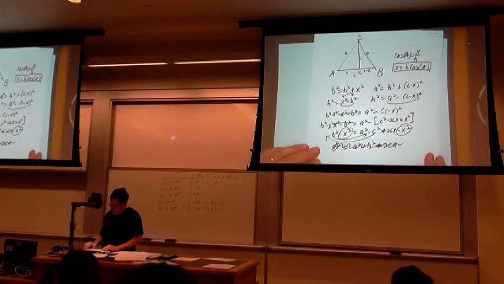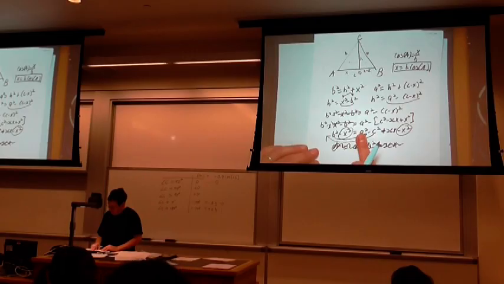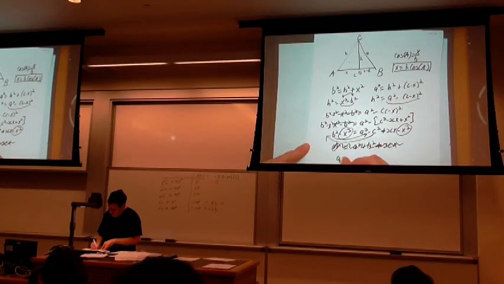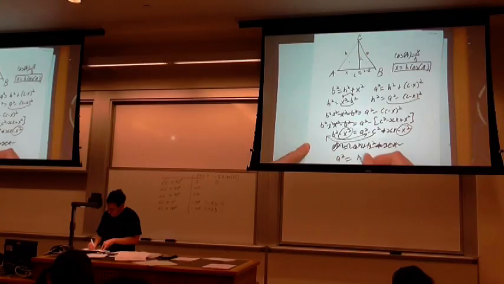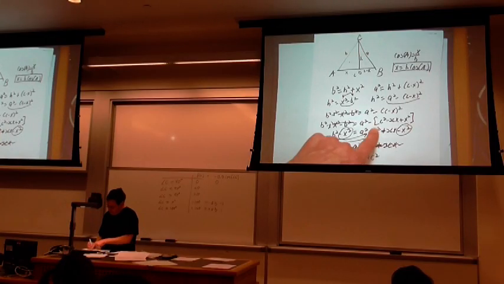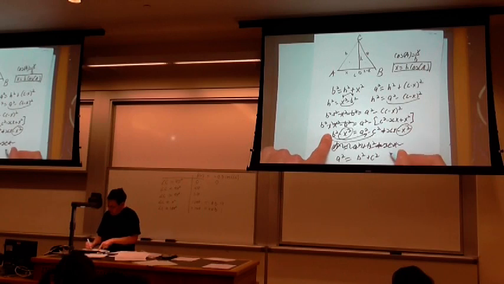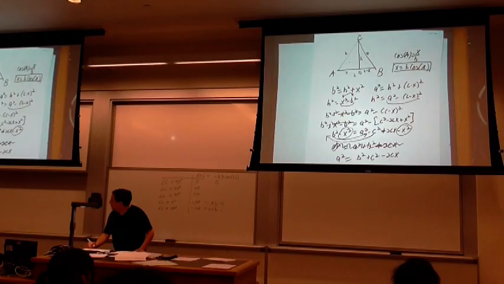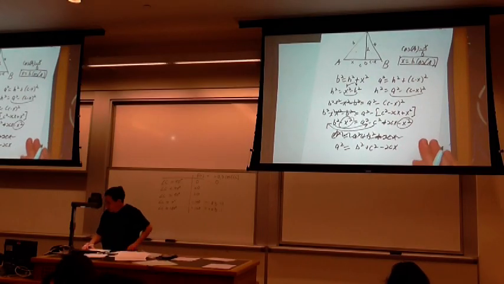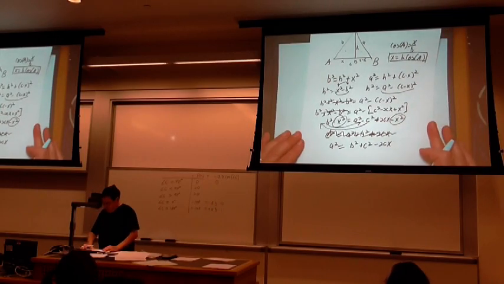What I want to do is solve for a squared, right? So a squared equals b squared plus c squared, right? As I'm moving c squared to the other side, minus 2cx. Okay, there I have it. Are we okay with that? Quick question, yes.